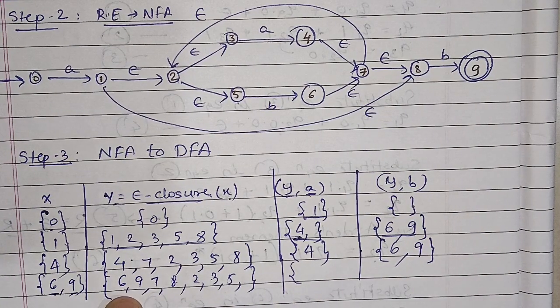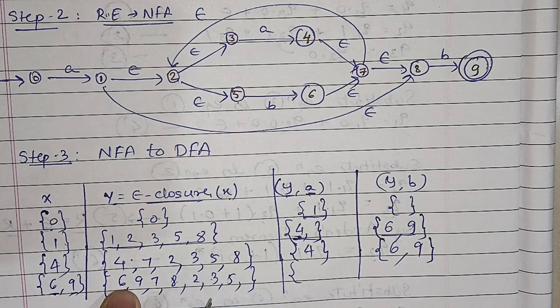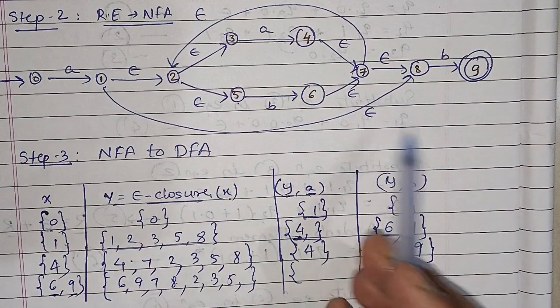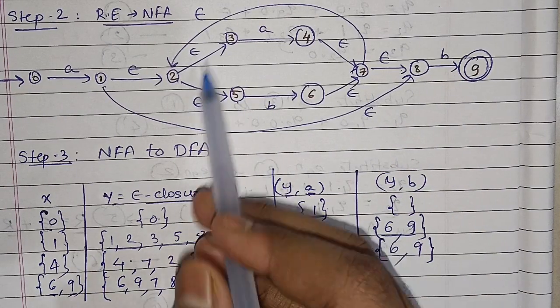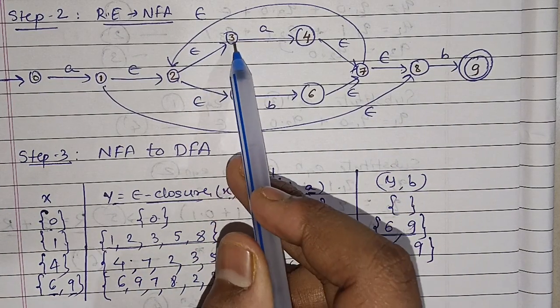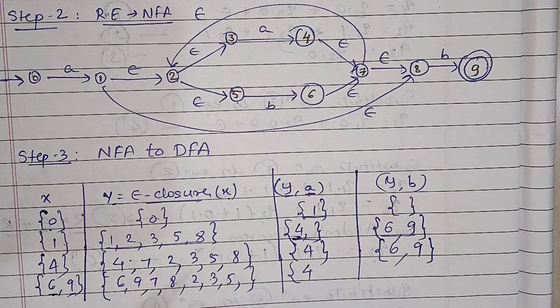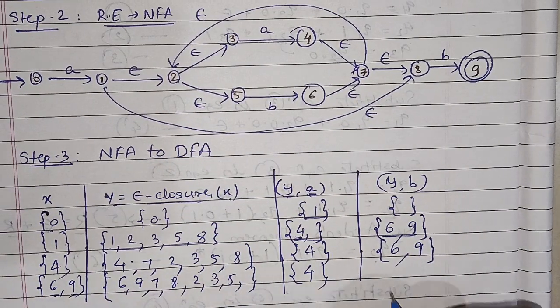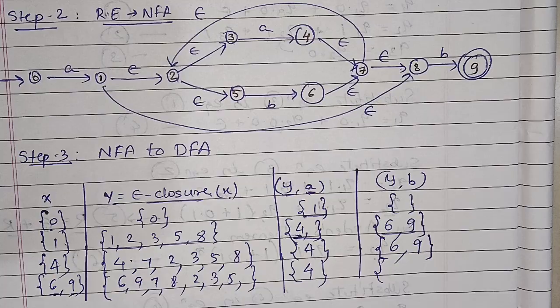Now see, 6 is getting A, no. 9 is getting A, no. 7 is getting A, no. 8 is getting A, no. 2 is getting A, no. 3 is getting A, yes, it is going to 4. And 5 is getting A, no. I will close here. Same for this.